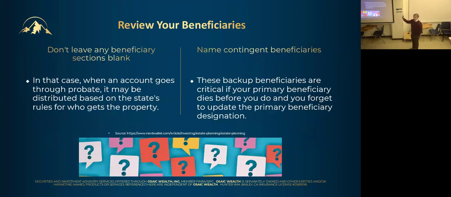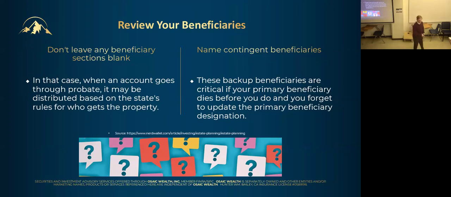Don't leave any beneficiary sections blank. I believe I harped on this plenty previously, but if you leave a beneficiary section blank, when an account goes through probate, it could be distributed in any which way based on the state's rules for who gets the property. So make sure that every beneficiary spot has a person, and very important, name contingents as well. Backup beneficiaries are critical if your primary beneficiary dies before you do and you forget to update the primary beneficiary. Because if that person is unavailable, guess what it turns into? A blank beneficiary designation, and then it goes through probate again.